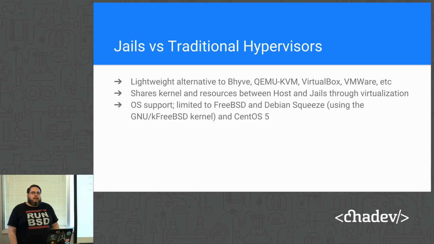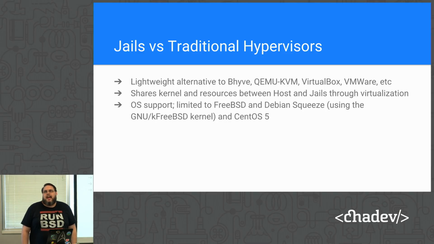On top of being able to run just FreeBSD, old and current versions, you were able to run Debian Squeeze as long as the GNU kFreeBSD kernel and CentOS 5. They haven't bothered updating it because it wasn't a thing a lot of people used a lot, and it was a lot of extra work on developers to maintain the support for those. But it was done. Whereas in Docker, you're limited to Linux distributions.